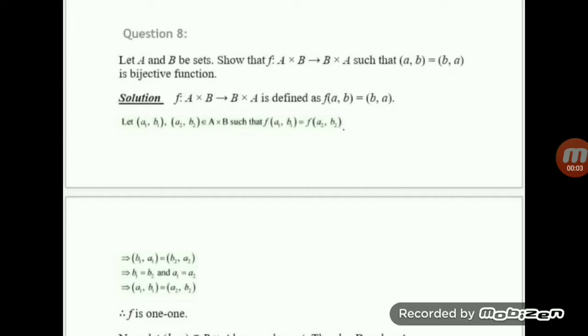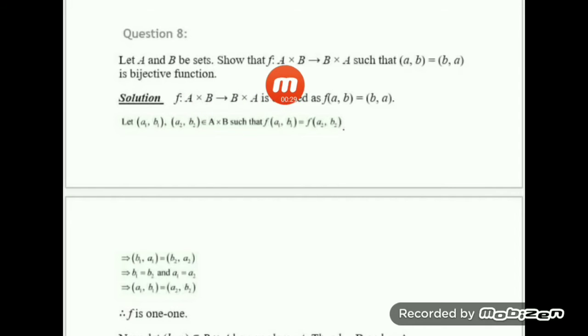Hello student, in this video I will give you the solution of question number 8, exercise 1.2. Your question is, let A and B be two sets so that f from A cross B to B cross A such that f of (a, b) is equal to (b, a), is bijective.